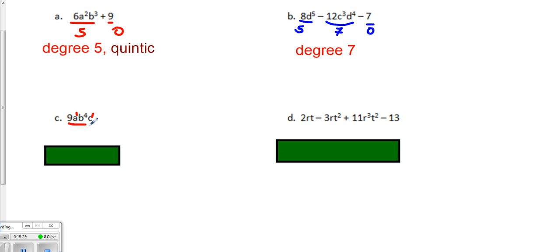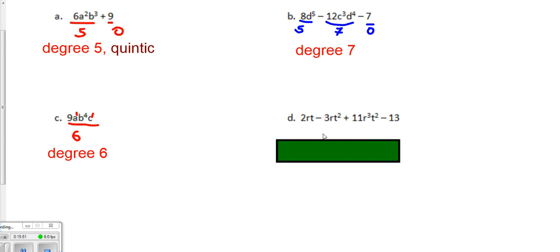So we've only got one term, all of these things being multiplied together. So we just, again, add up the exponents. 1 plus 4 plus 1 becomes 6. So this one is a degree 6 polynomial. Specifically, with one term, it's a degree 6 monomial.